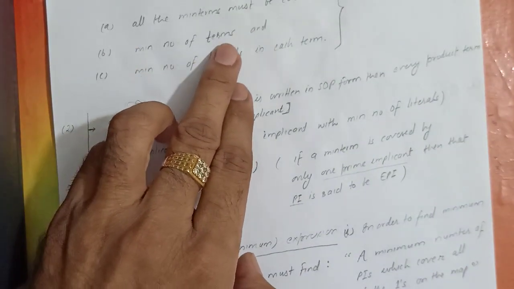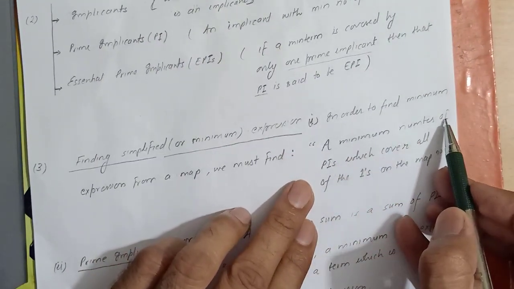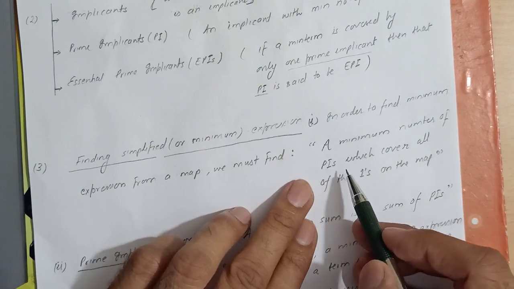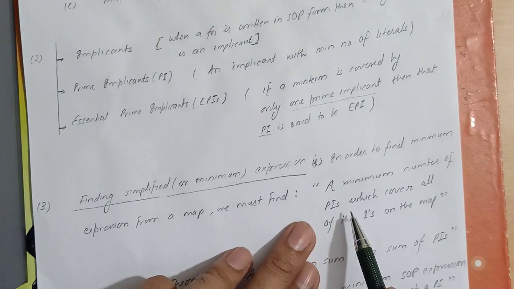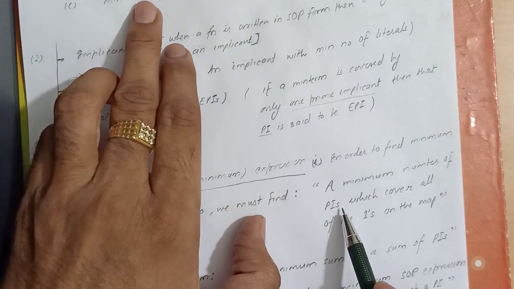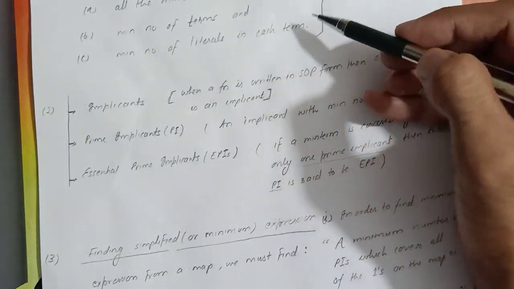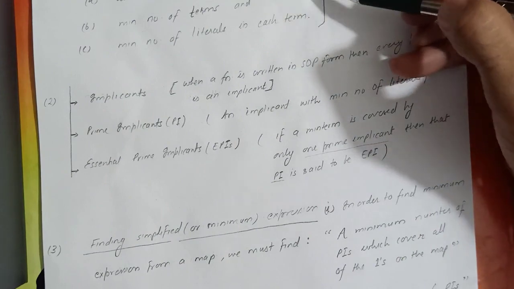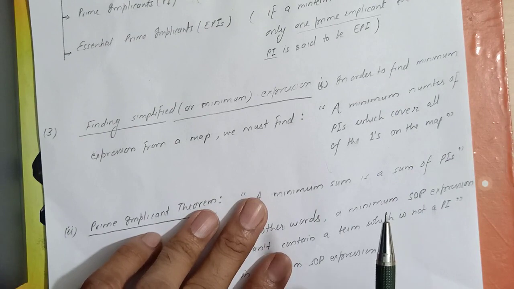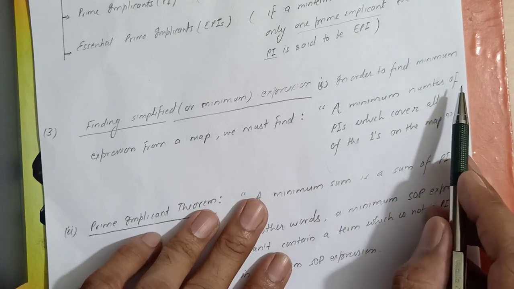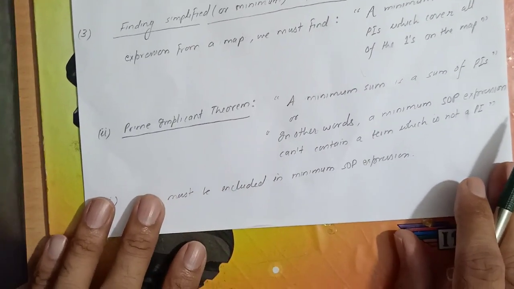We have to find the minimum number of terms. Here also I have written the minimum number of PIs, but here we have replaced the term with the prime implicants. So the third condition is automatically covered here. So this statement is basically equivalent to these three conditions. So basically these three conditions and this statement are equivalent. So we can find the minimum or simplified expression using this statement.